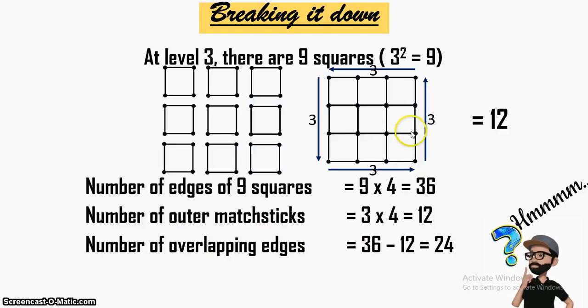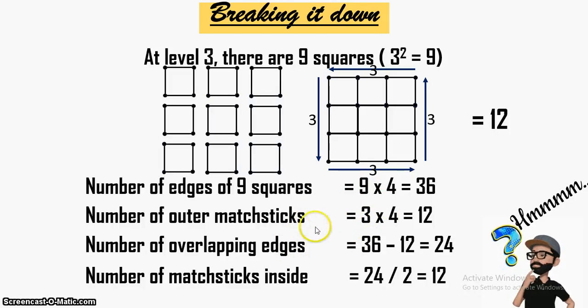Look closely again. We have 2 edges overlapping here, 2 overlapping here. That is, this and this come together to form a single edge. This and this come together to form this edge. So you divide by 2 to get the number of inner matchsticks, or the matchsticks inside. 24 divided by 2 gives you 12.